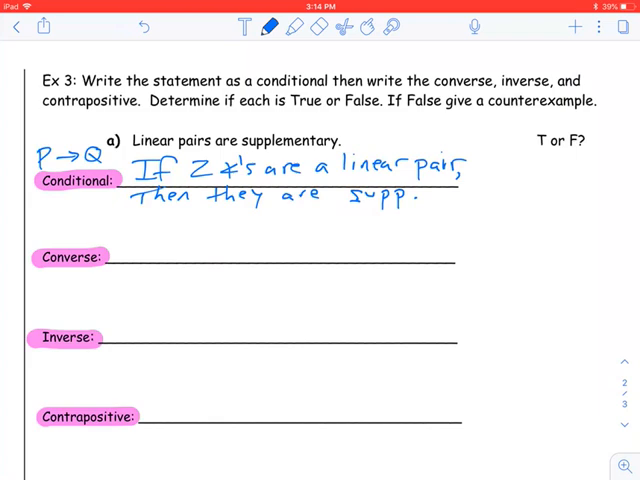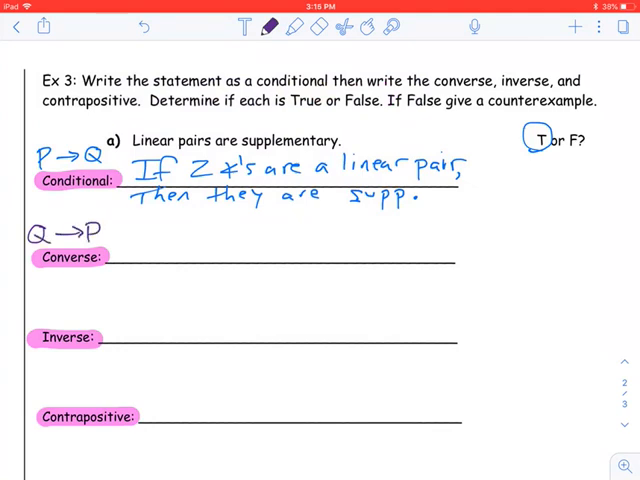Well, we know a linear pair tells us that two things are supplementary and adjacent. So if the first part is true, then the second part has to be true. Okay? So in the second one, this is Q implies P.